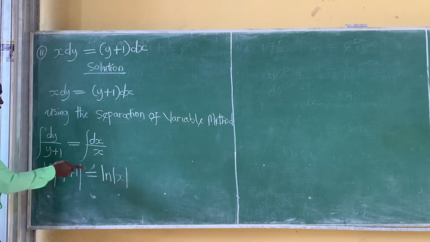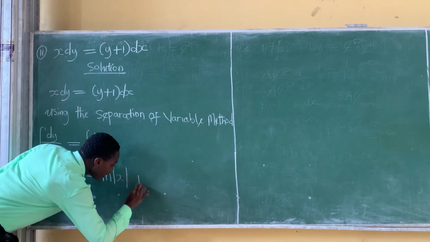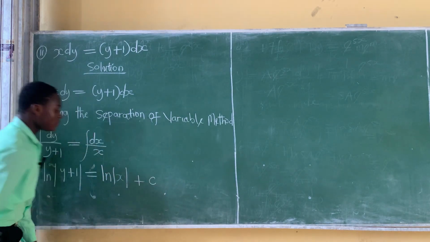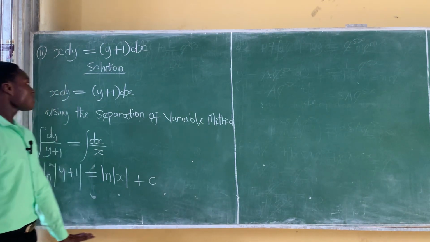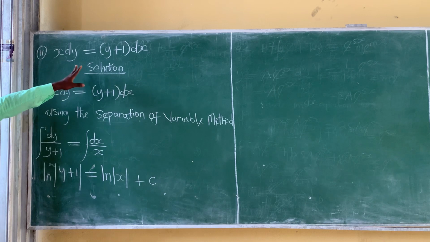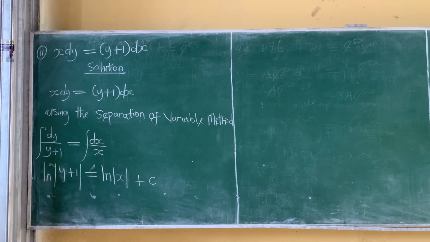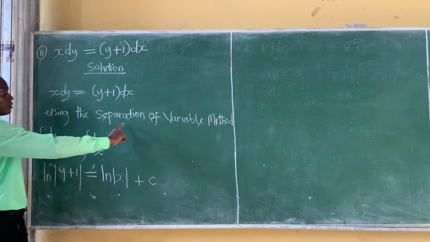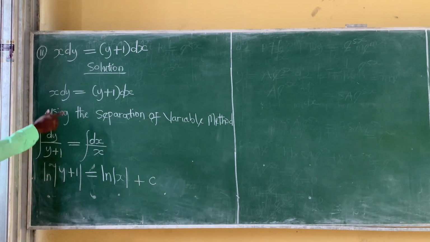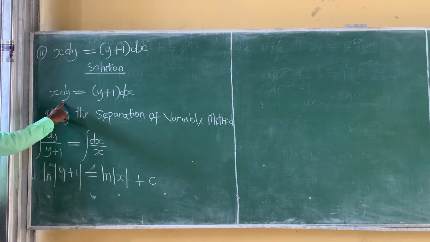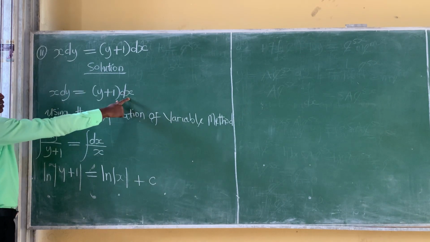But because this is an indefinite integral, we need to add a constant plus c. And this becomes the solution of that given differential equation. So that is how to solve this given question using the variable separable method. The first thing you have to do is state that you are using the separation of variable method. The next thing is the term containing y, you bring it to the dy side, and the term containing x, you bring it to the dx side.